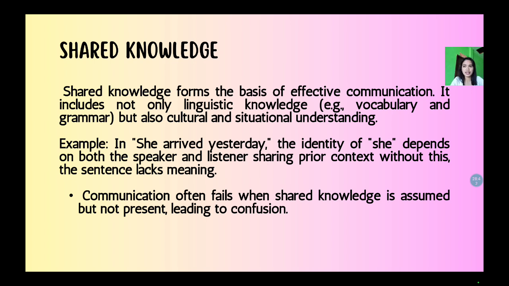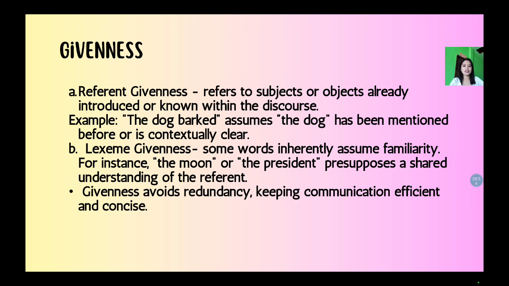So in shared knowledge, why does it matter? It matters because communication often fails when shared knowledge is assumed but not present, leading to confusion. Second is givenness. There are two types of givenness: referent and lexeme givenness.